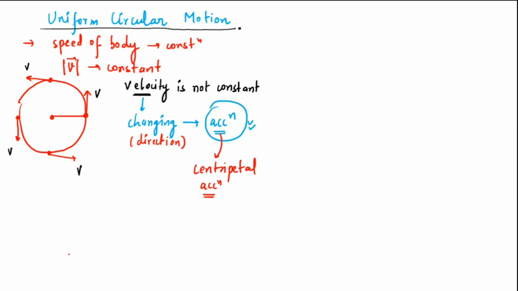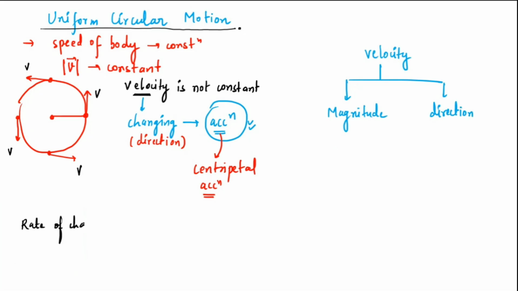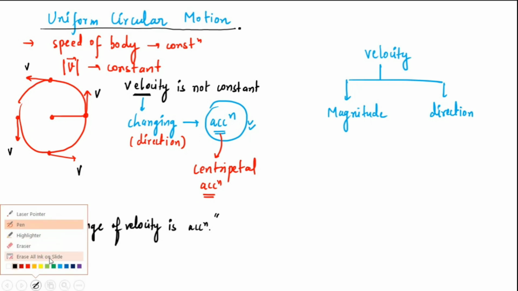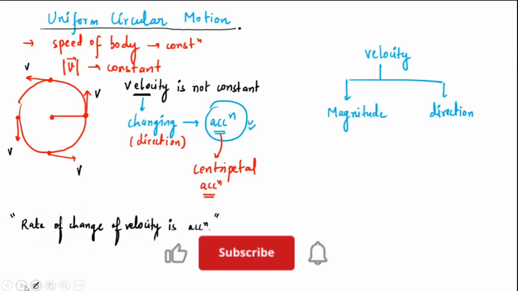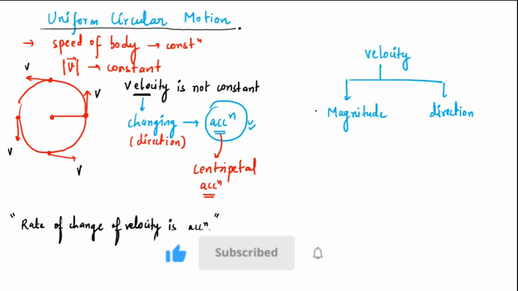Now, let us go a little more deep into it. Velocity has two things: one, it has magnitude; another, it has direction. In kinematics, we just studied that the rate of change of velocity is acceleration. This means if we are able to produce a change in velocity, we are able to see some acceleration. So what are the ways of producing a change in velocity? Either by changing its magnitude, or by changing its direction.